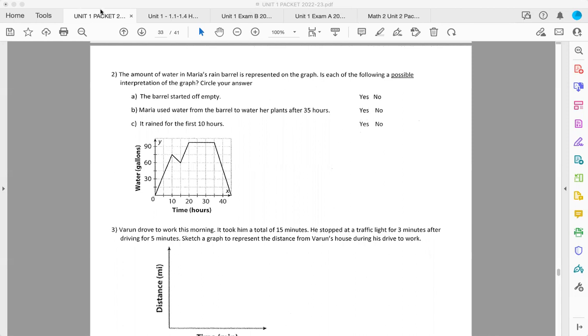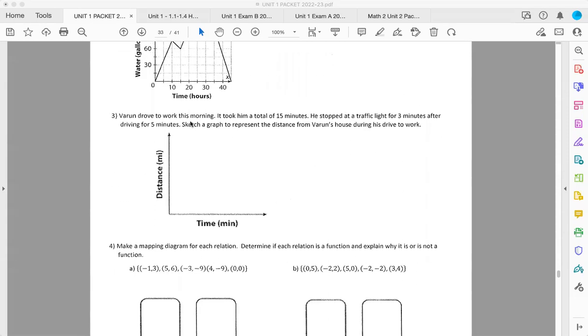Now moving on to number 3, the question says, Varian drove to work this morning. It took him a total of 15 minutes. He stopped at a traffic light for 3 minutes after driving for 5 minutes. Sketch a graph to represent the distance from Varian's house during his drive to work. So let's say this is the 15-minute mark here. Let's go maybe 5, 10, 15, something like that.